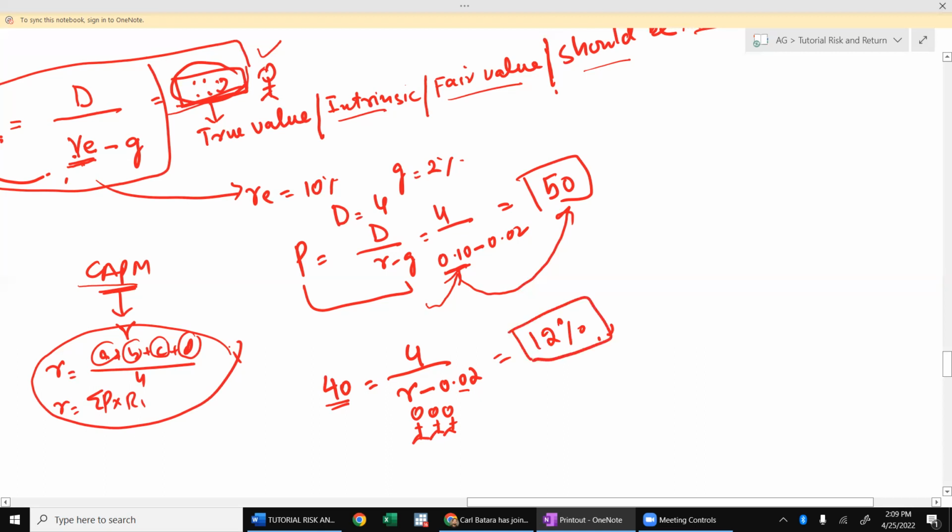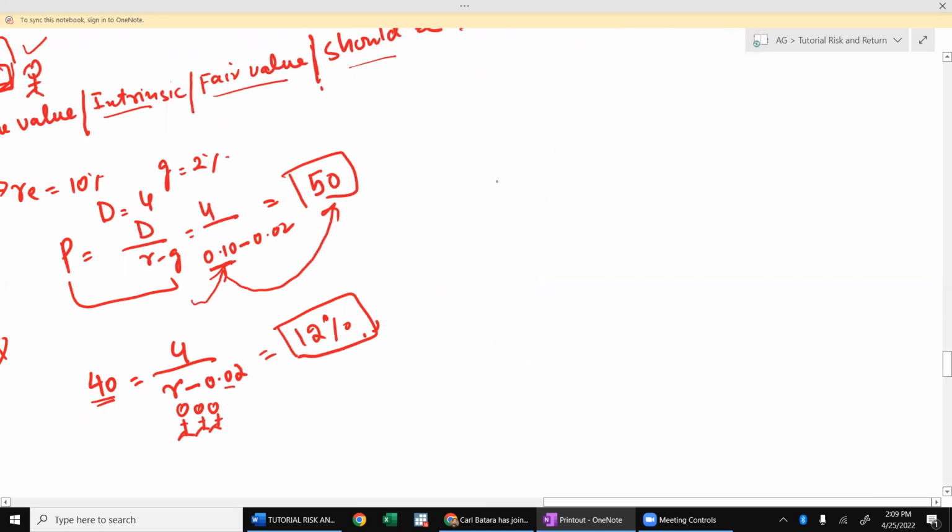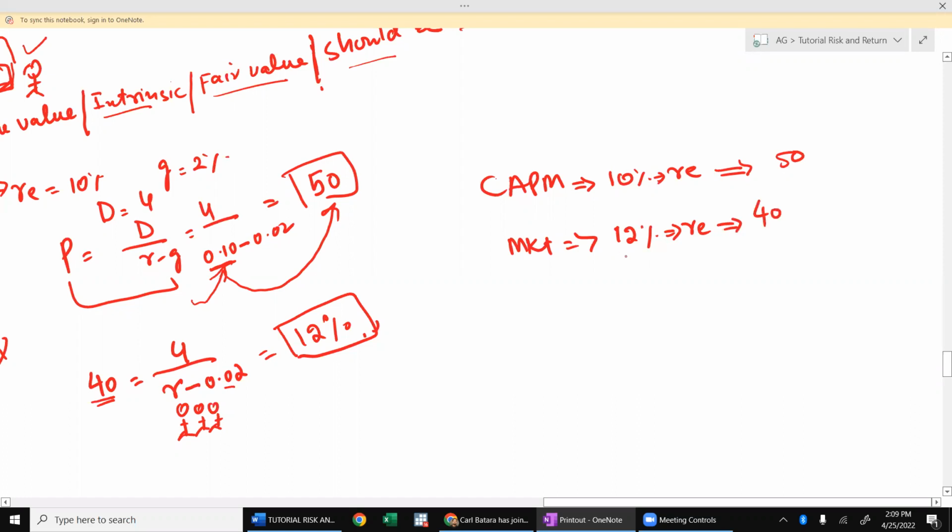Now understand this, this is very important. CAPM told us that we should expect how much? 10%. From CAPM we got 10%, and when we require 10%, the price of the stock should be 50. But in the market, what is happening? People are requiring 12%. When they require a higher return, the price will decrease. So people should require 10%, but they are requiring 12%.